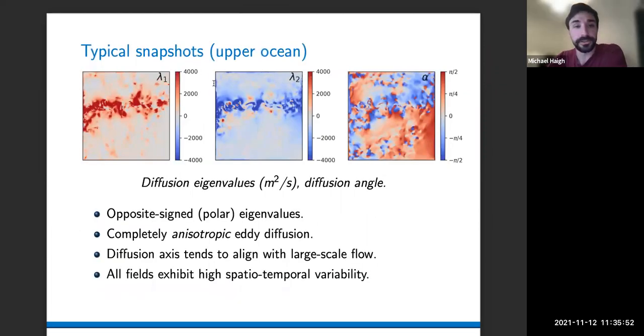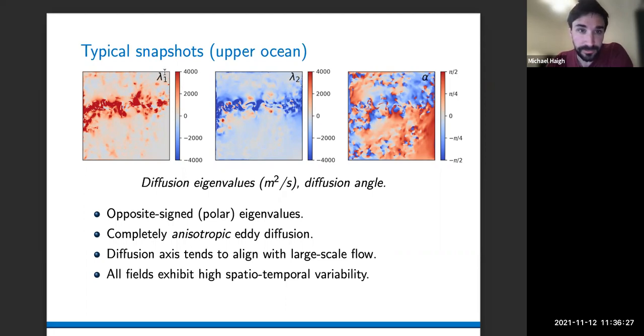So here are some snapshots of the eigenvalues: the first eigenvalue on the left, the second eigenvalue in the middle, and the diffusion angle on the right. The first important property of these two eigenvalues that I want to draw your attention to is that the first eigenvalue is positive almost everywhere in the ocean. The second eigenvalue is negative almost everywhere in the ocean. This is a snapshot in the upper layer. I'll refer to these opposite signed eigenvalues as polar eigenvalues.